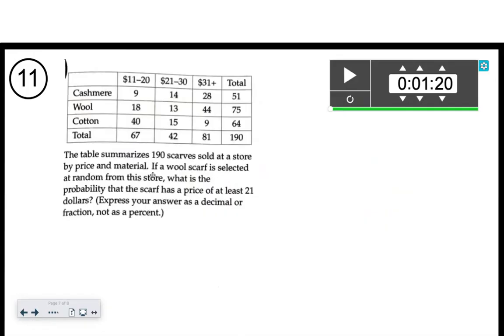So we got 190 people. If a wool scarf is selected at random, well, only wool is selected at random. So we're only looking here. So this is a type of conditional probability. We're not looking at all of them. We're only looking at wool. Then what is the probability that the scarf has a price of at least $21? Well, of those 75, the 13 and the 44, those number of scarves are more than $21. So at least, so that's 57.